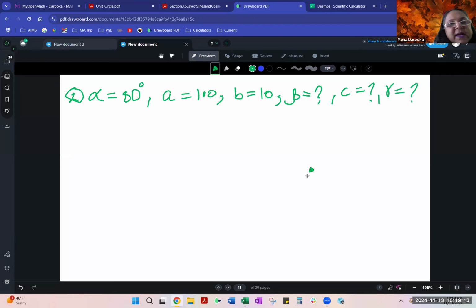Okay, so setting up our ratio, of course, we would still start out with sine of 80 degrees over side A, which is 100 in this example. And then side B is given to us as 10. So of course, we are then trying to find beta, right? So that would be sine of beta on the numerator.